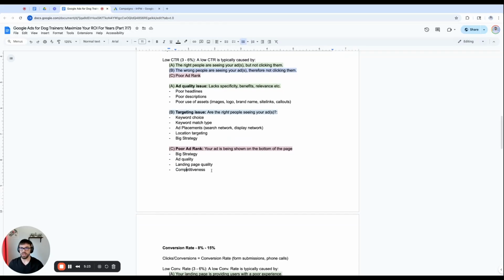Competitiveness. If you have a lot of competition in your area, if you have someone with a big budget who's been paying Google for 5 years, Google likes that person. And it's going to take time before Google decides to show you or prioritize you over that person in the auctions. All right, so if you have a lot of competition in your area, that can also result in a lower click-through rate because you have competitors who are outranking you.